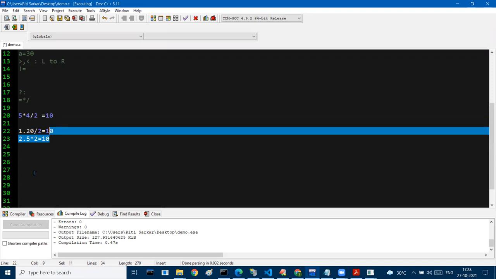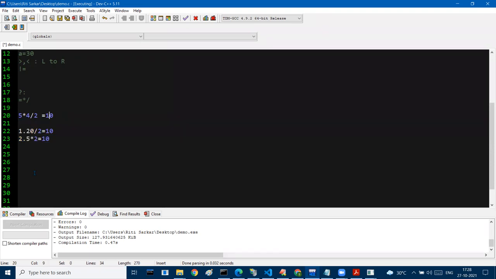But which one is technically correct and which one is technically wrong? If I see the precedence and associativity table, we will find that multiplication and division have the same level of precedence. Then who will come into the picture? Associativity will come into the picture. Associativity means in the absence of brackets, how the expression will be bracketized.